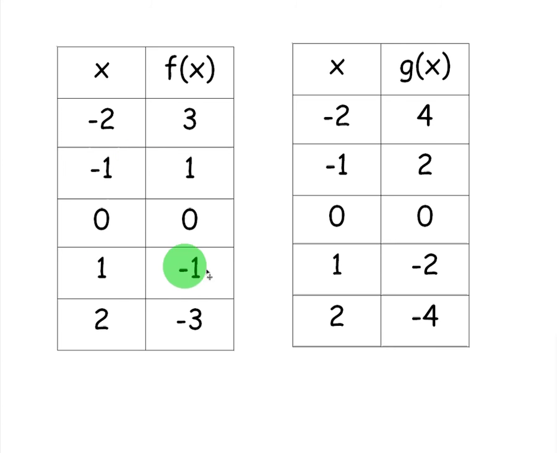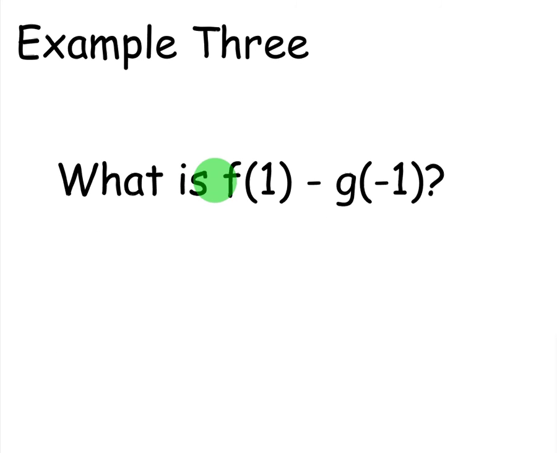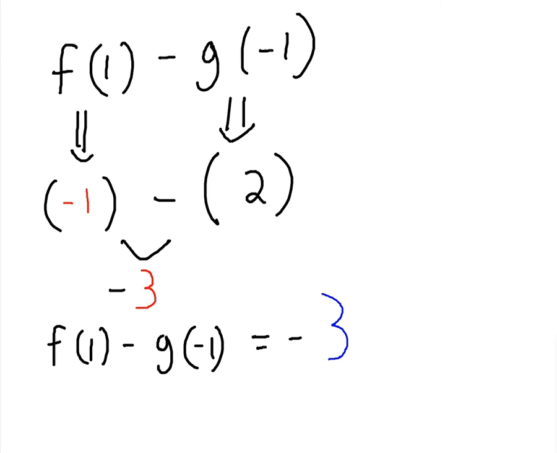Here's f of 1 down here, negative 1, right? And g of negative 1 is 2. So we're just going to replace them with what they are in the chart. F of 1 will be replaced with negative 1. G of negative 1 will be replaced with 2. Okay, those are just y values that come straight from the chart.